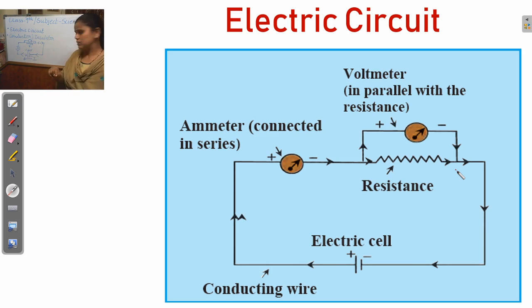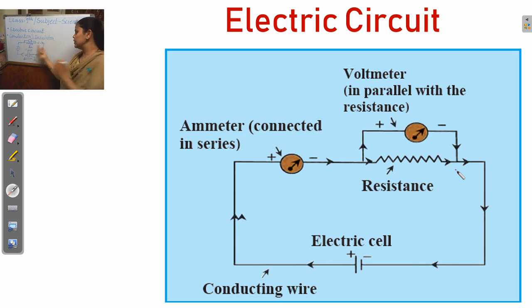Okay students. Then this one is a resistance, which resists and controls the flow of electric current. If we increase the resistance, then the flow of current will be controlled. We can adjust this resistance in this electric circuit. Understand? Resistance means the component that resists the flow of electric current in this circuit.